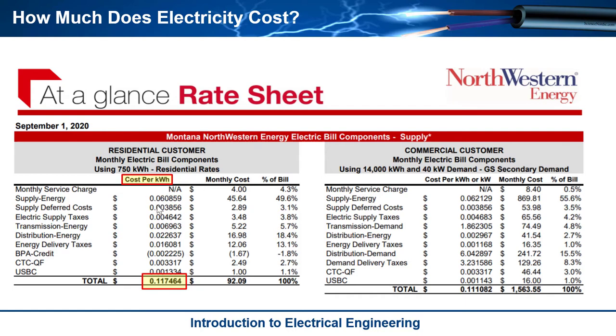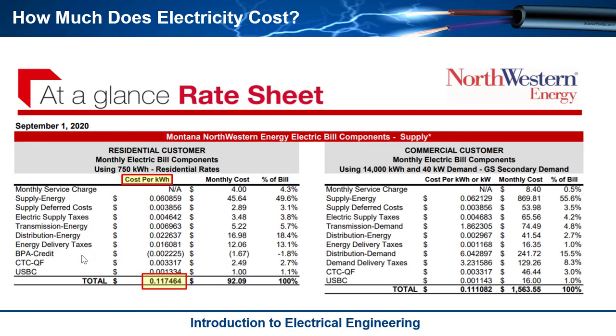So if you look at all the costs that go into everything, the total cost is $0.117 per kilowatt hour. So that's how much it costs. What goes into that is kind of interesting because you can see you have supply, and then you have deferred cost, but the supply is the generation. Then you have taxes, quite a bit. Then you have transmission, which is the long haul lines. Then you have distribution, which is the distribution throughout the city. And then of course taxes. And then you got some other stuff in here that nobody knows.